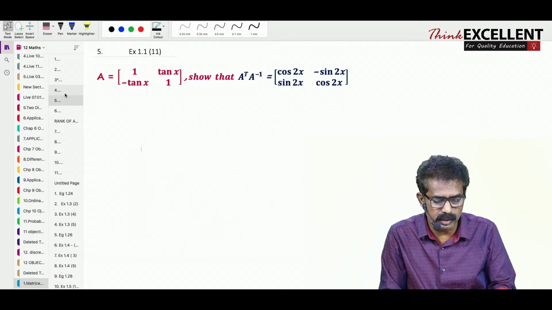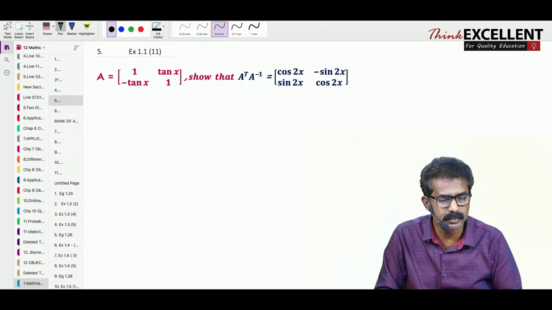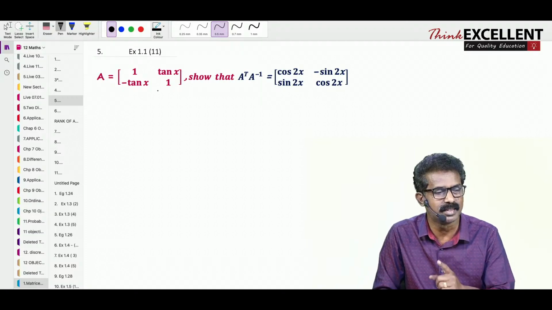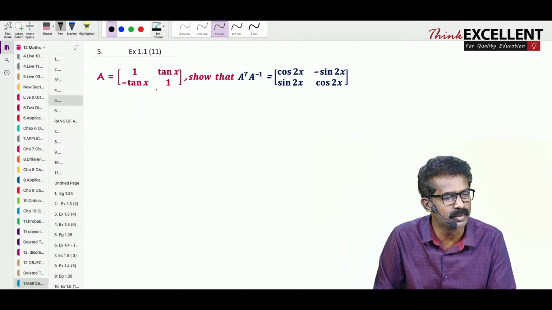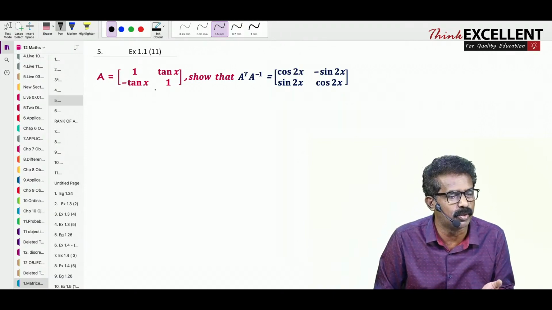See the next one, sum number 5th one. A is a matrix. 1 tan x minus tan x 1. Yes, some of you are thinking, yes sir, this is the sum I want. How many of you know this question? If you know, just you type yes. If you don't know, you say no. So I'll help you. Otherwise, I will skip the next. I will go for the next question.